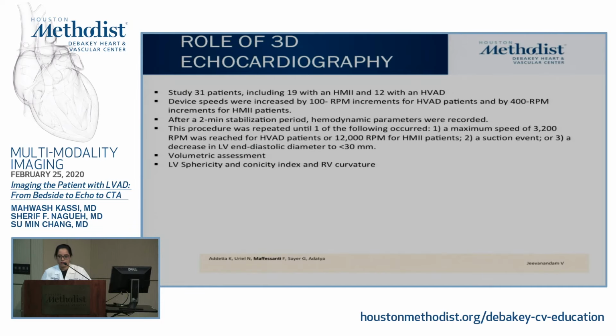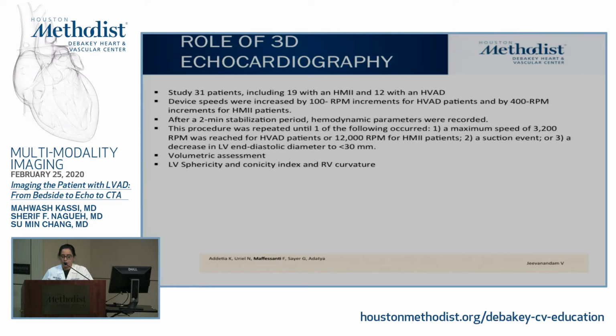Next is what I thought was really interesting: 3D echocardiography. This study included 31 patients, 19 with HeartMate 2 and 12 with HVAD. Depending on the device, with HVAD, a 100 RPM change is a big increment, and with HeartMate 2, a meaningful increment is around 400 RPMs. After 2 minutes of stabilization, they recorded hemodynamic parameters. They continued the study until the routine endpoints: if you develop suction, if you reach the highest speed, or when your RV parameters worsened.